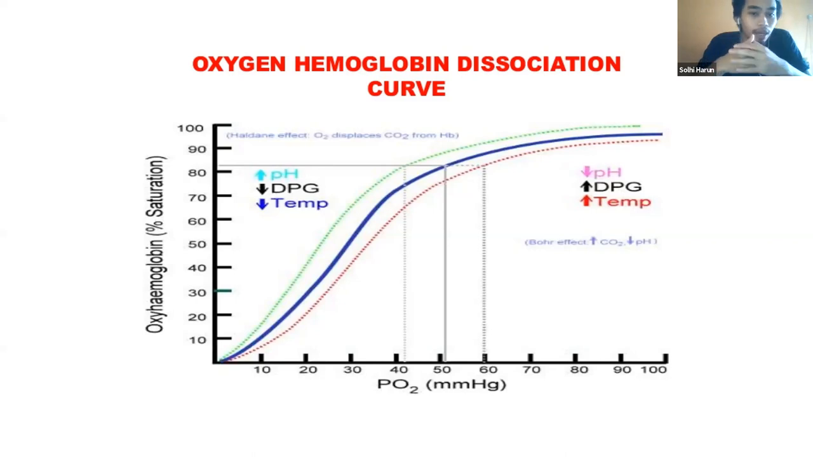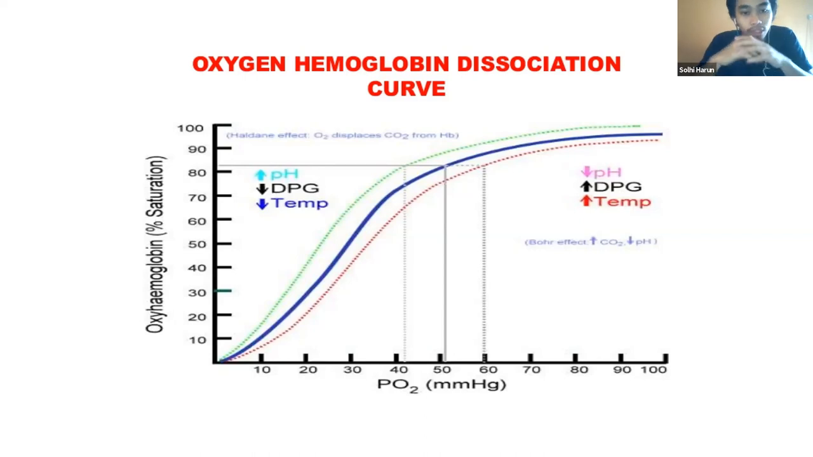And then the next thing that I want you to see is that the curve plateaus, kind of flat, at very high PO2. This means when the hemoglobin is saturated with oxygen, it becomes very difficult for more oxygen molecules to bind. The only way we can increase this is by things like blood transfusion and so on.